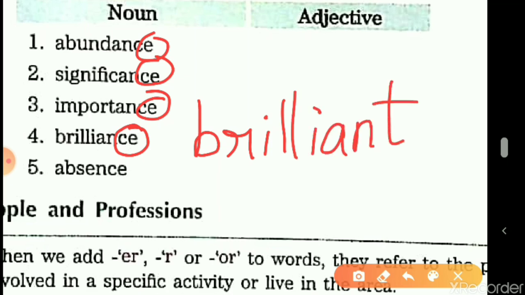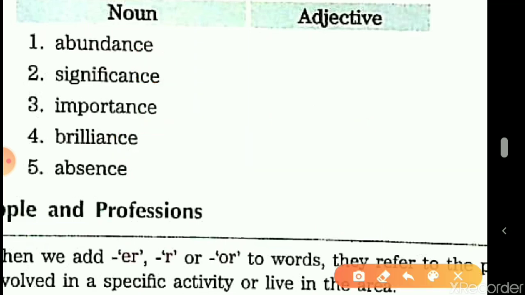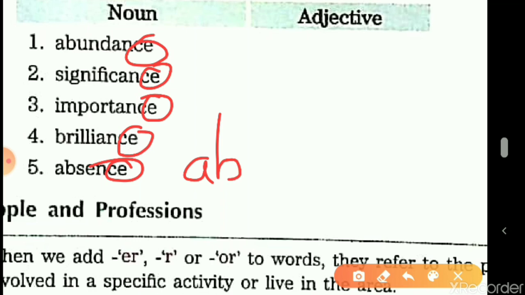So the word will become brilliant. Brilliance, brilliant. Now the last one, children. The word is absence. Now we'll remove the ce and add t. So what will become? Absent.